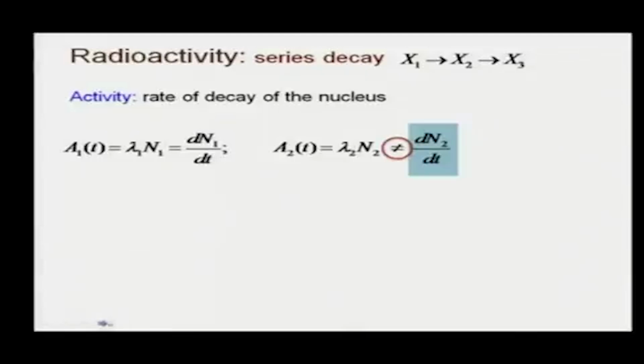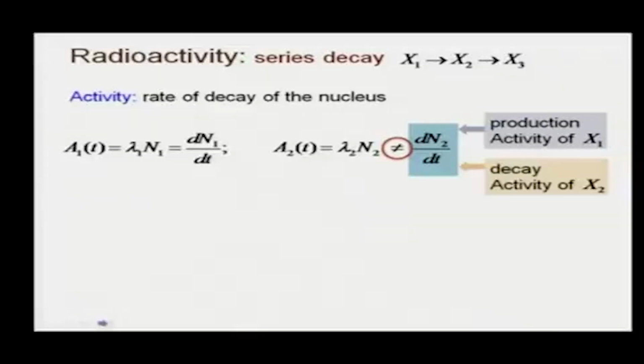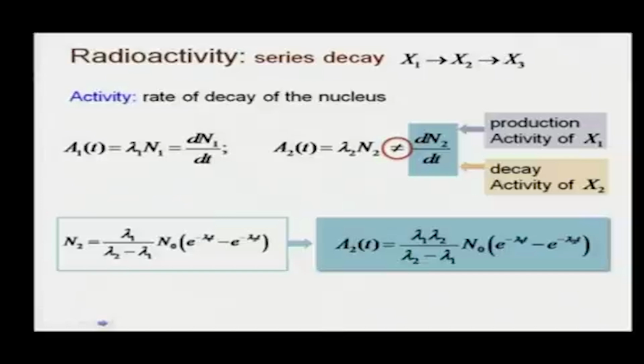One is due to the production of x 2 type of nucleus coming from the decay of x 1, and the other is the reduction because of the activity of x 2. But A2 can be written as lambda 2 N2, because the radioactive law always says that the activity, the number of particles which decay, is proportional to N2, the number of particles present. That is the kind of observation that we have.